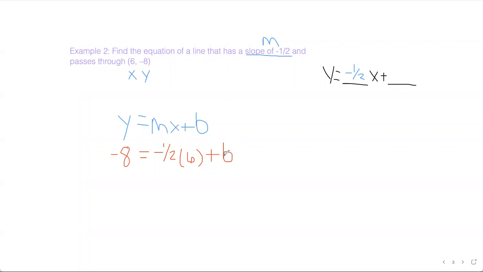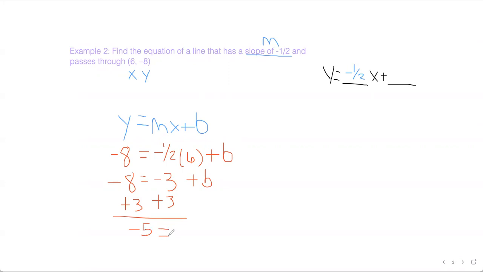And now I just need to solve. So first I want to do -1/2 times 6. All I'm doing is taking half of 6, which is 3, but I need to make it negative. Okay, so I have -8 equals -3 plus b. Now I'm going to add the 3 to both sides. And I will have b equals -5. So that is my b.